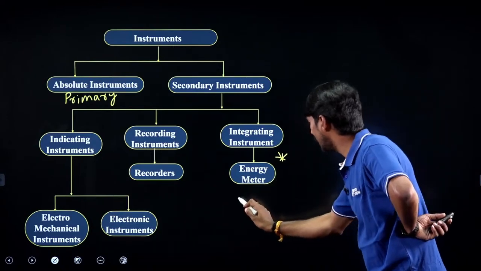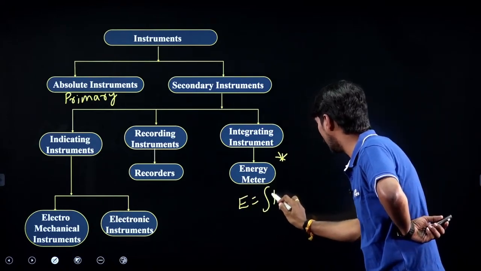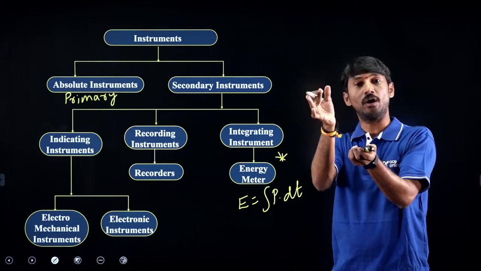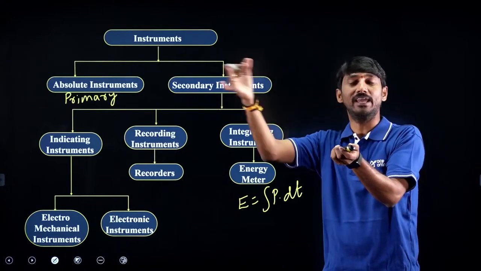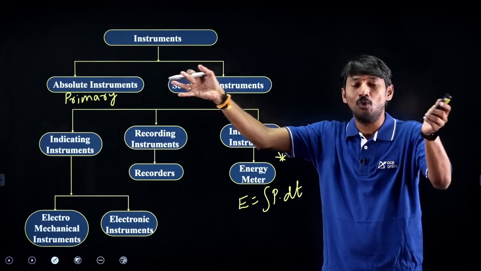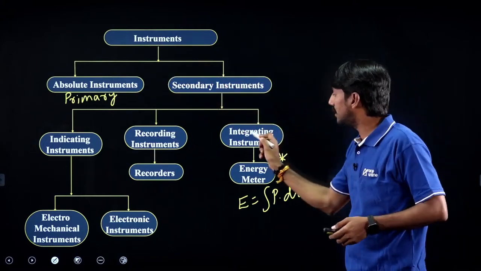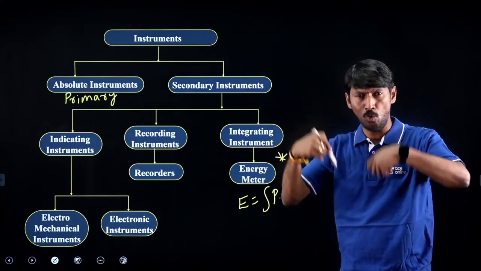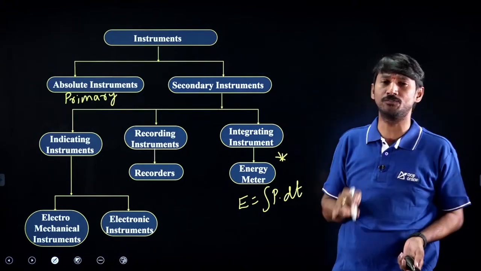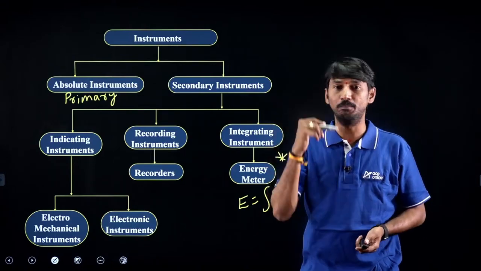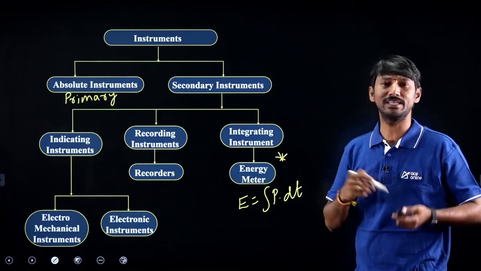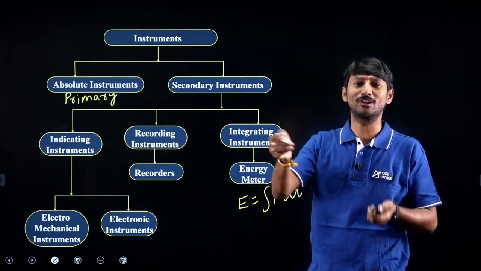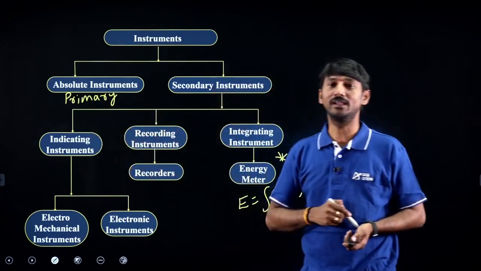Right? Why, sir? Energy is equal to integral of power into dt. Very simple. Power consumed today plus tomorrow plus the day after tomorrow, like that for 30 or 31 days, totally cumulatively added. Integration itself indicates cumulative summation. So in our homes, whatever meter is used for electricity measurement is simply an integrating type; the energy meter is the example. And indicating instruments: ammeter, voltmeter, wattmeter, all come under the indicating instruments category.